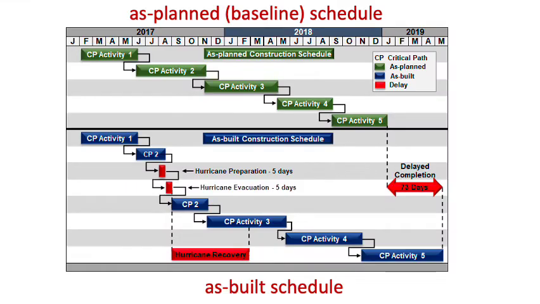All right, so this is another example of an S-plan and S-build schedule. In this schedule, the top is the S-plan schedule, and the bottom is the S-build schedule. By looking at these two schedules, you can quickly say that this project is delayed by 70 days. This is the completion date originally, and this is the new completion date. So the project was delayed.